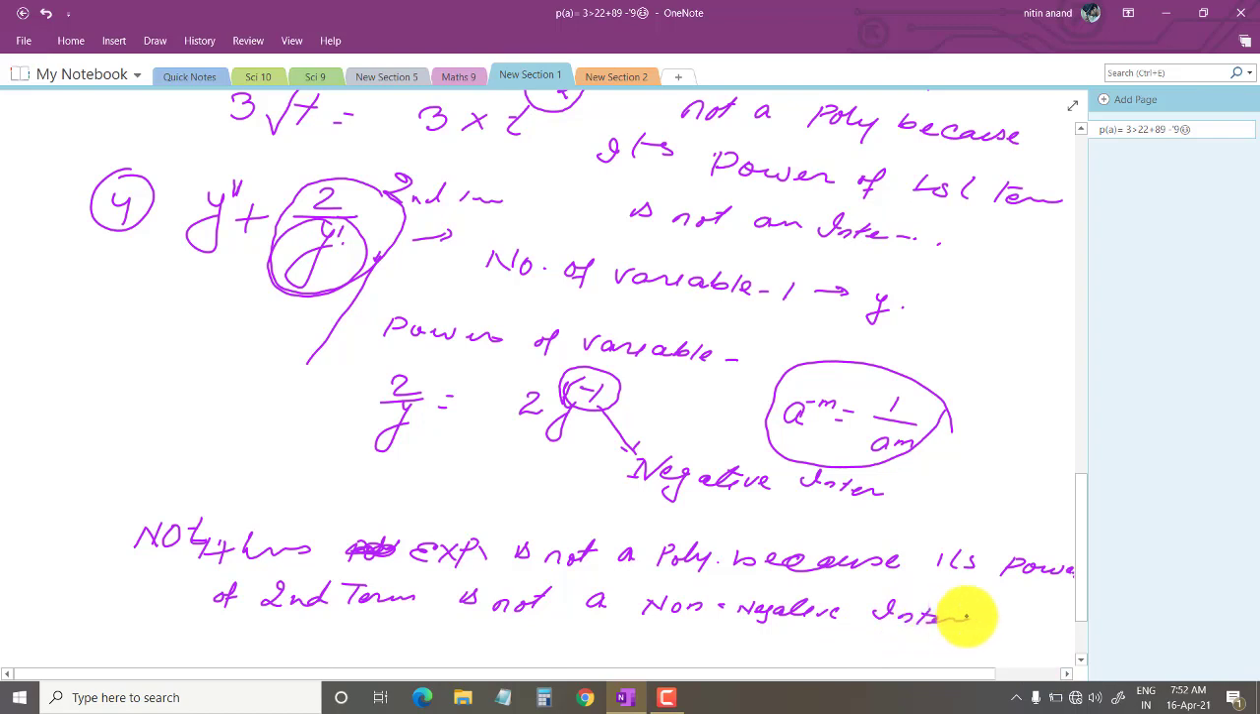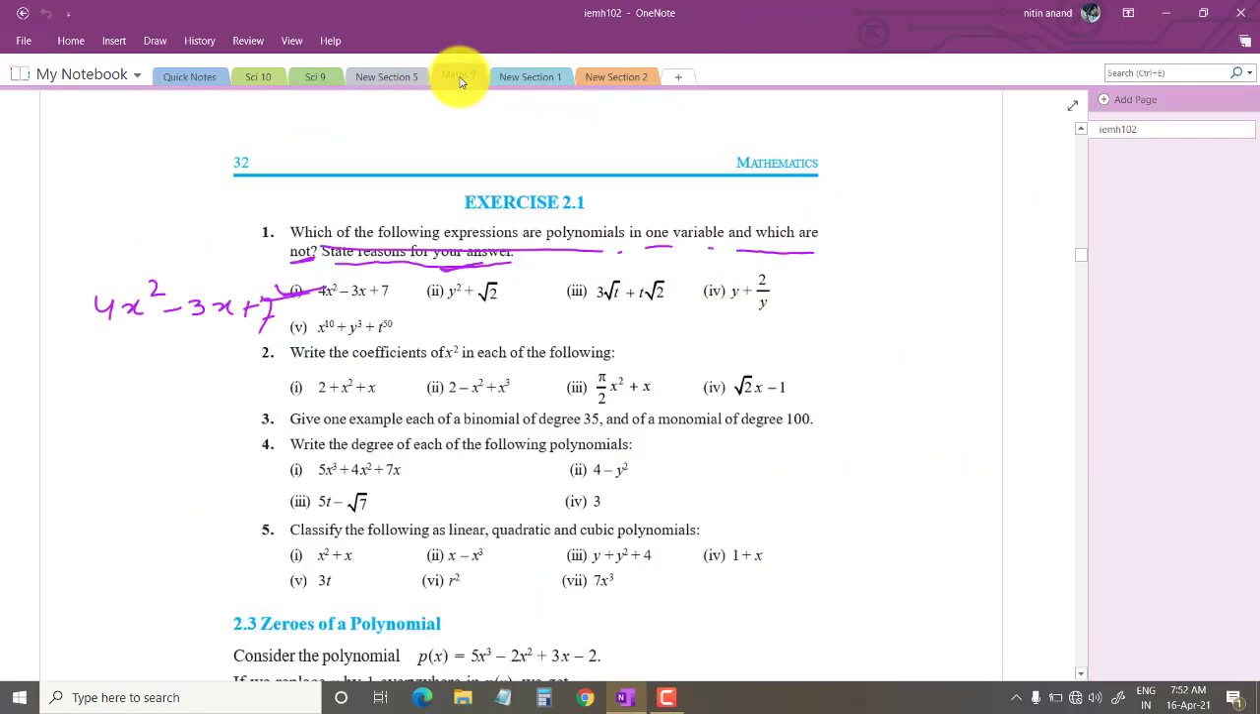Okay, dear student, now we will see the fifth question of our book. Fifth question is x to the power 10 y cube, y to the power 10.